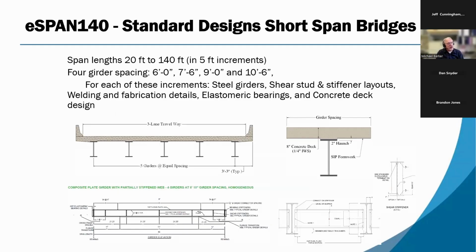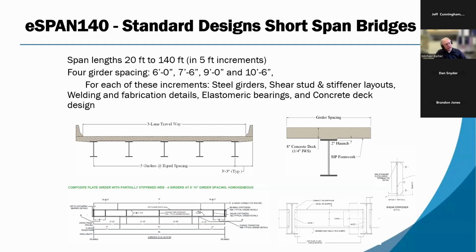Now, the SSSBA, quite a few years ago, 17 years ago, developed standard designs for short span bridges where we just came up and we designed bridges according to AASHTO from 20 feet to 140 feet for simple spans in 5-foot increments. We looked at 4 different girder spacing, 6, 7.5, 9, 10.5. And for each of these, the solution gives the steel girders, the shear stud and stiffener layouts, the welding and fabrication details, even the elastic bearings in the concrete deck design. And it's pretty easy to use.